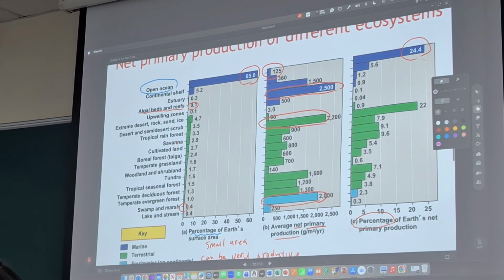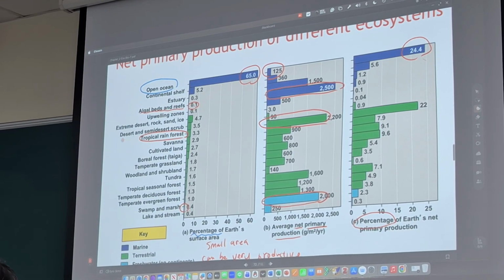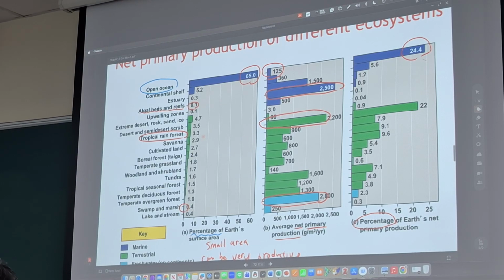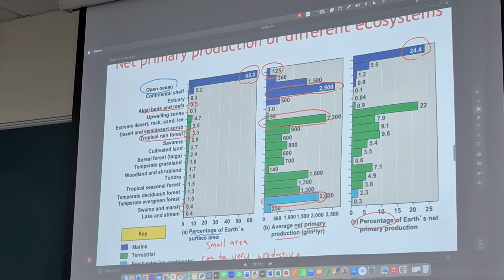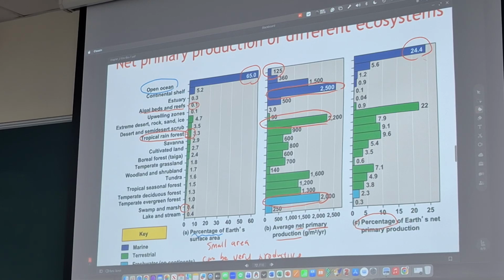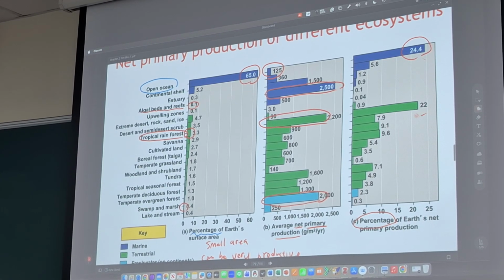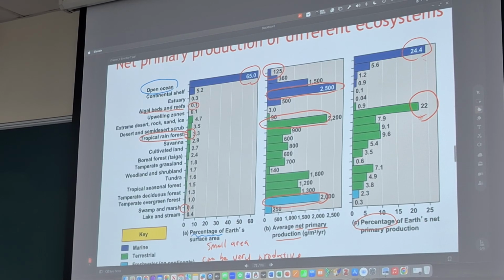But let's see the tropical rainforest. Tropical rainforest is a small area, occupying only 3.3% of Earth's surface. But it has very big contributions. It's one of the major contributors. It contributes 22%. Understand? Okay?